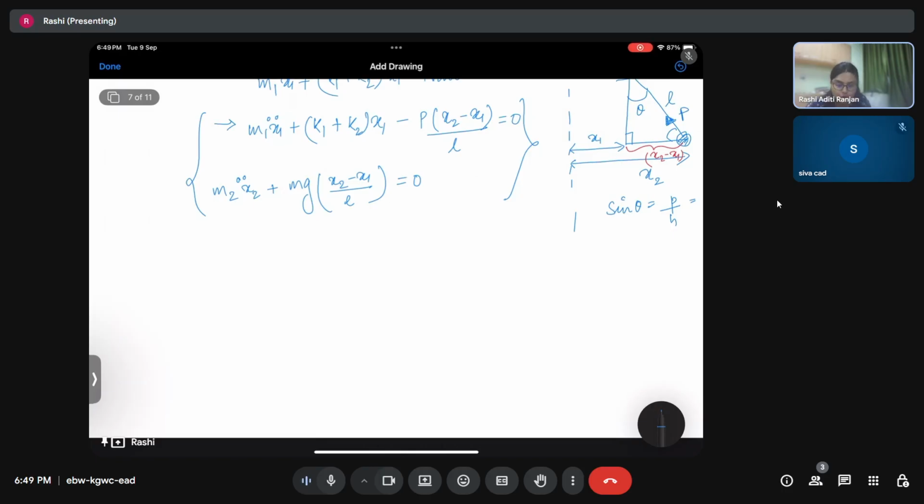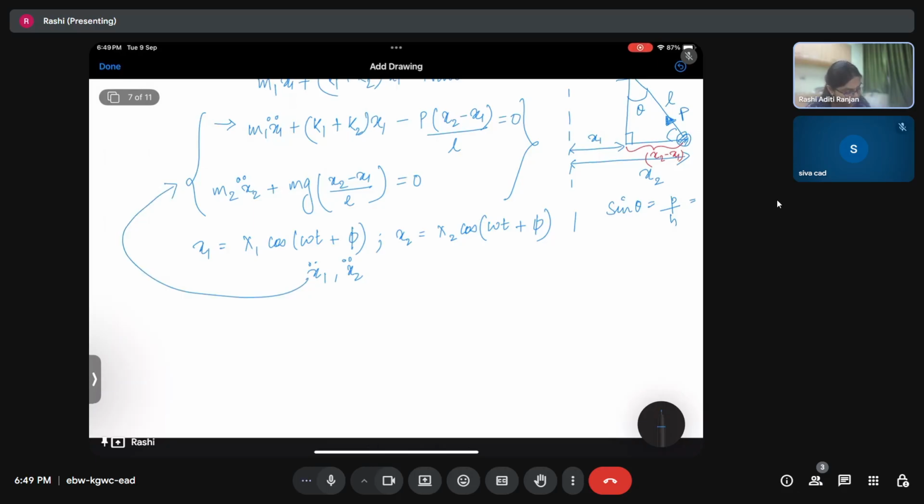What we can do is, for now, assume that x1 can be written as x1 cos of (omega t plus phi), and x2 can be written as x2 cos of (omega t plus phi). We're just assuming the solution is of this form. Then we can differentiate this to find x1 dot and double dots, and when we put it in the main equation, what do we get?